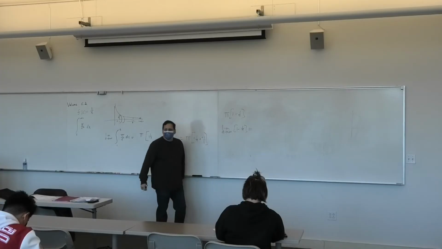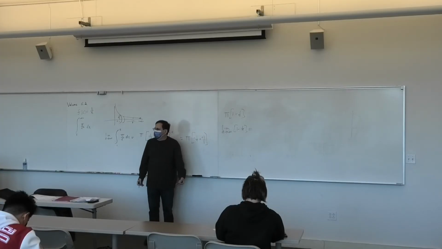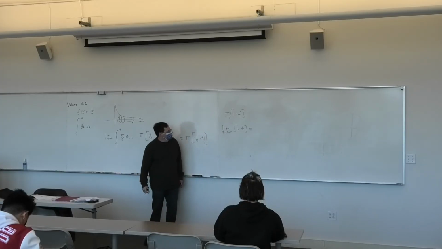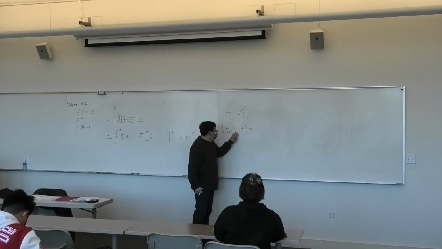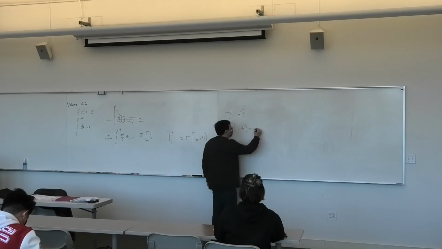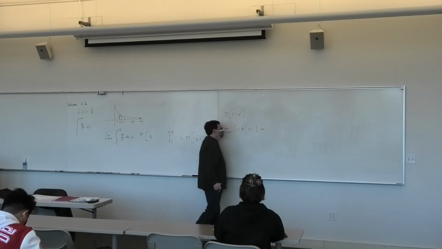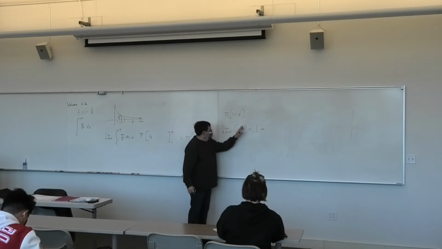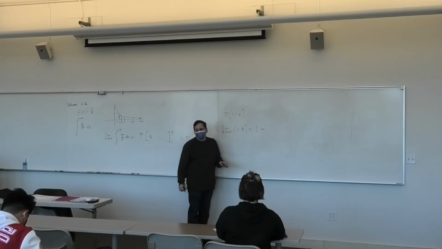I guess it's okay, time to review some limits. Well, this is just the limit as a approaches infinity of 1, which is 1, minus the limit as a goes to infinity of 1 over a. Well, that's obvious, isn't it? That's 0.